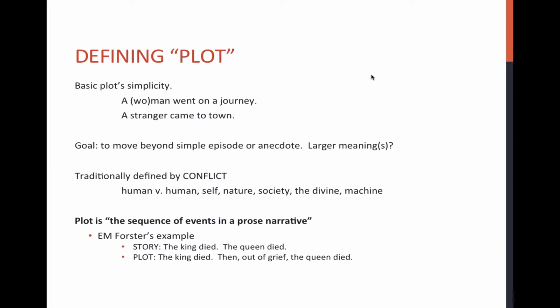Plot is also about cause and effect, as defined as the sequence of events in a prose narrative. The sequencing is the key thing for a writer often, to try to understand plot through how things are sequenced. The great English writer E.M. Forster gave this example, that a story might be the king died, the queen died, but plot becomes a matter of cause and effect. So the plot for Forster's simple story there is that the king died, then out of grief the queen died. So as you think about the plotting of a story, what are the links of cause and effect that happen? How does one event lead to the next as the story develops? Look for cause and effect within the plot.